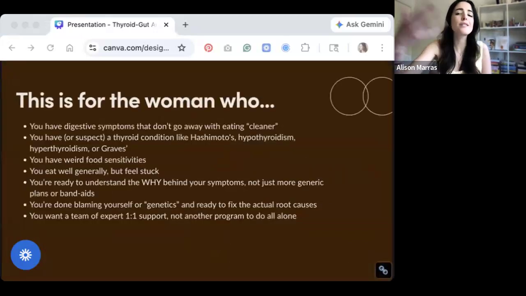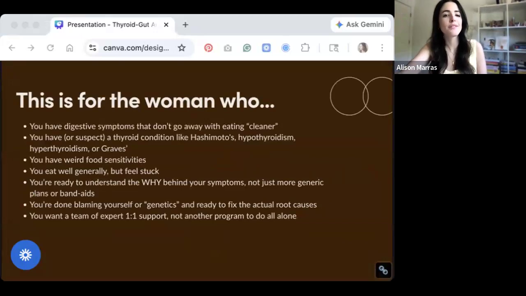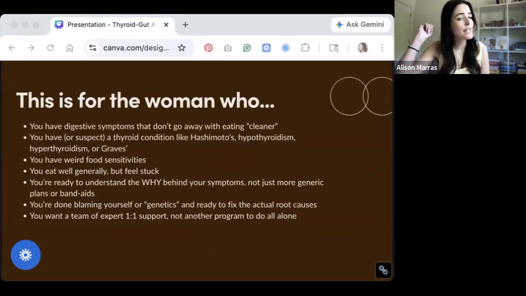So would this work for you? This is for the woman who has digestive symptoms that do not go away with cleaner eating. You have or suspect a thyroid condition. You have weird food sensitivities. You generally eat well, but you feel so stuck. You're ready to understand the why behind your symptoms, not just more generic plans or band-aids.